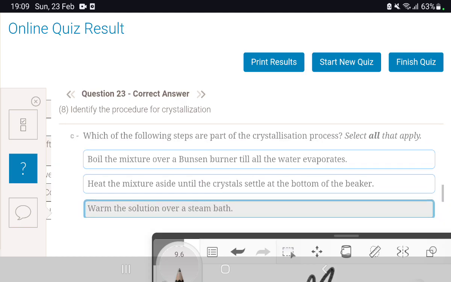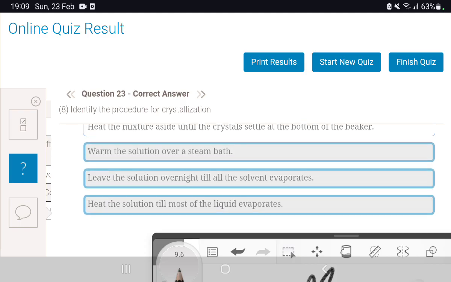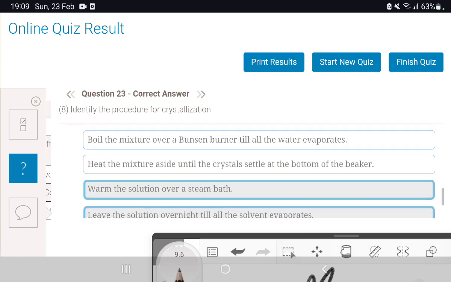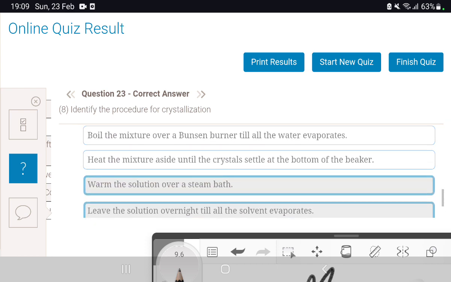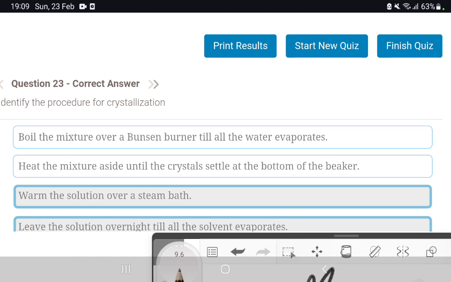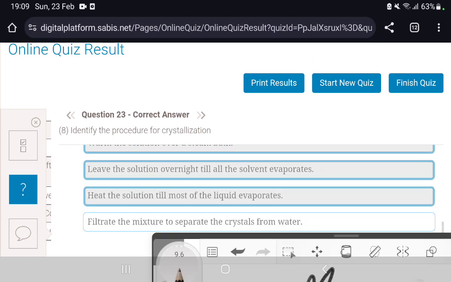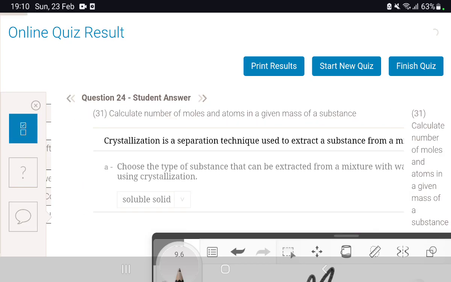The steps that are part of crystallization are warming the solution over a steam bath, leaving the solution overnight till all the solvent evaporates. Make sure that in the options they'll say heat the solution till all of the liquid evaporates, like here, boil the mixture over a Bunsen burner till all the water evaporates, but we don't want all the water to evaporate. We need some water left.